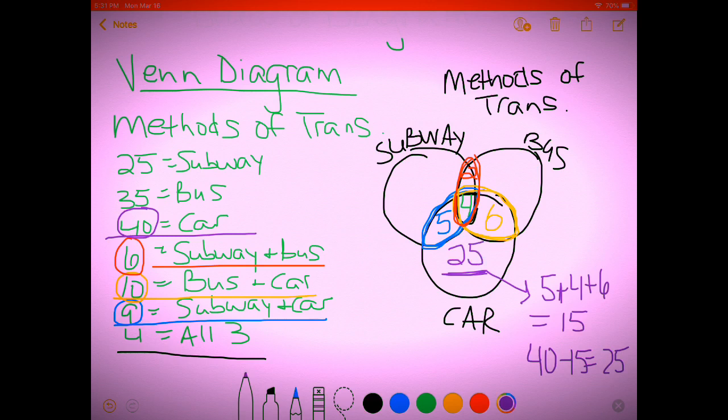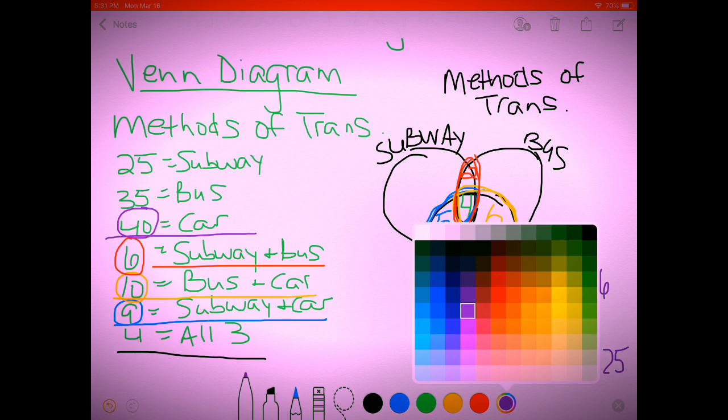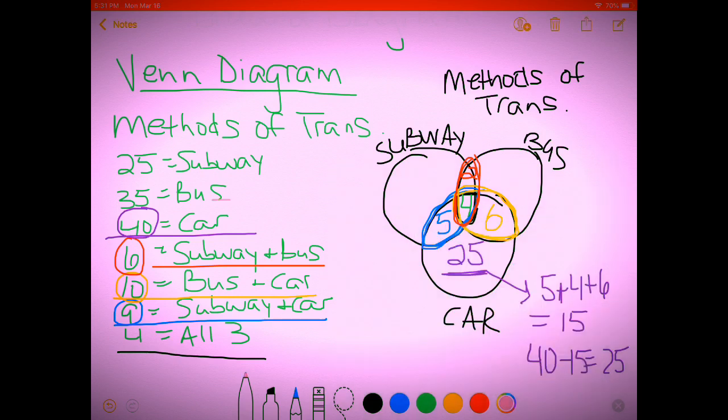Then we look at the people who only take the bus, and that would be right here. We need that whole circle to equal 35 people. But we already have 2 people plus 4 people plus 6 people in that circle, which is a total of 12 people. So we take the total number that take the bus, 35, and subtract the 12 we already have, and that gives us a total of 23 people who only take the bus to work.